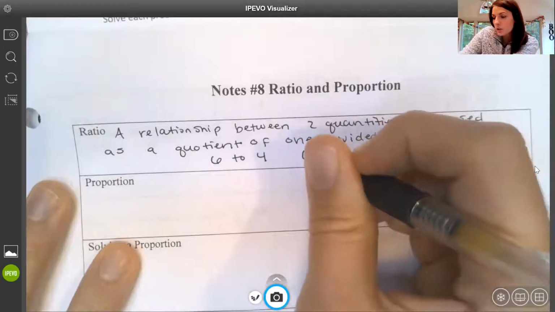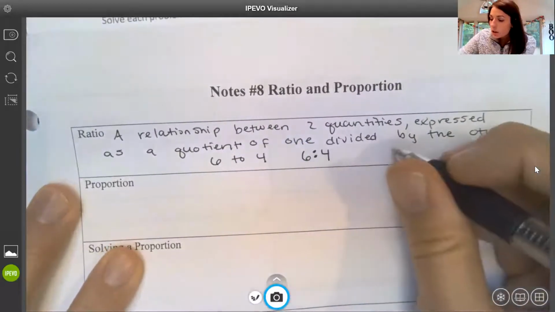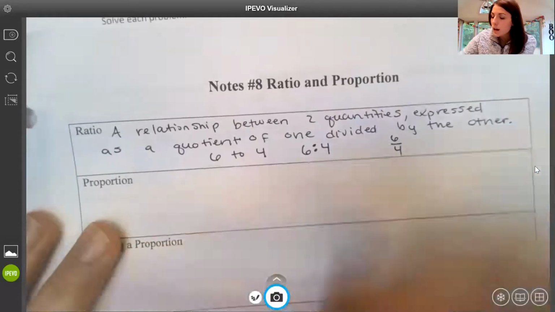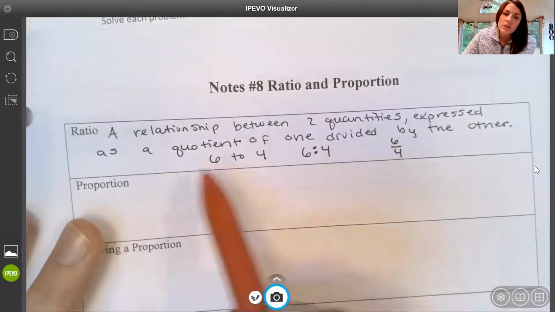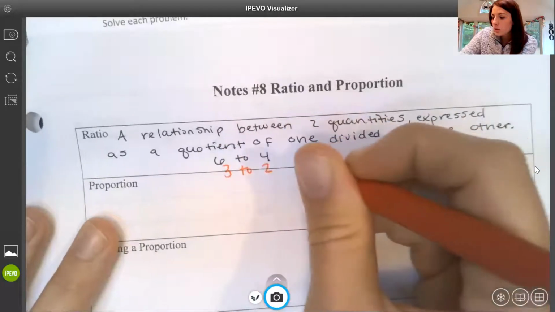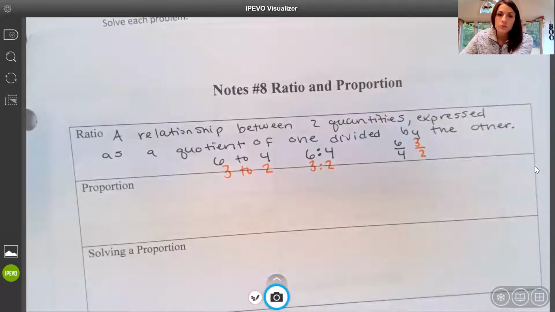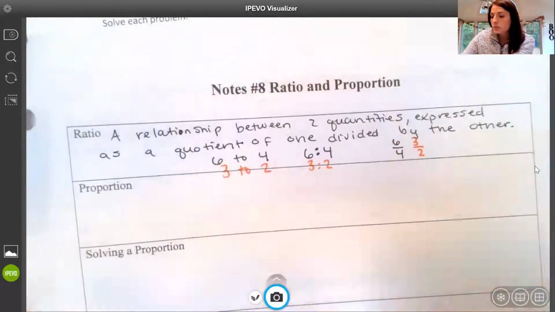Sometimes we see ratios written like this, 6 to 4. Or it's written as a fraction, 6 to 4. And for all of these, I can reduce. So if the ratio of red to blue marbles is 6 to 4, we could write that as 3 to 2, or here 3 to 2, or here 3 to 2. So a ratio is just a relationship between two quantities.